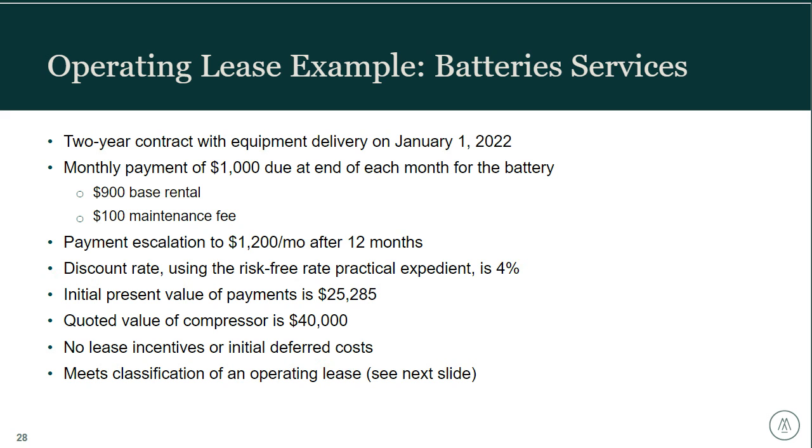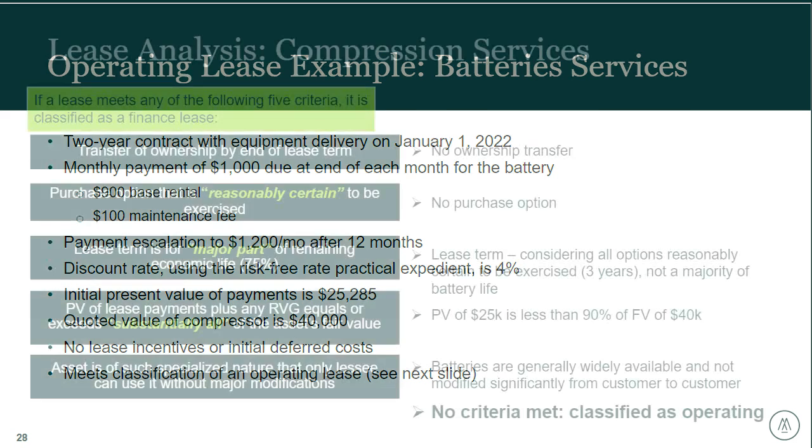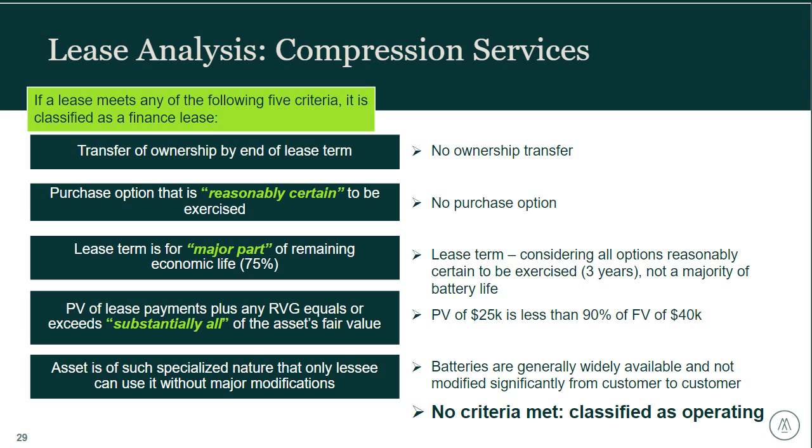The quoted value of purchasing this equipment, this compressor, should say batteries, was $40,000, and then there were no lease incentives or direct costs. So our first step is we determined it was a lease. Now we have to determine what kind of lease. This kind of helps walk through the analysis we're doing for our services. The transfer of ownership does not occur at the end of the lease term. They're not essentially purchasing it. There's no option to purchase it.